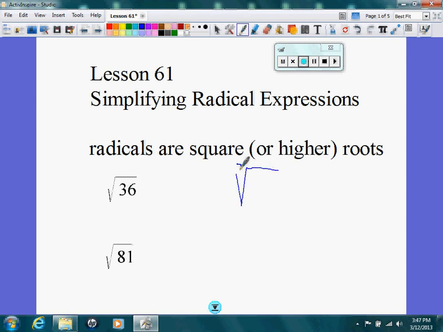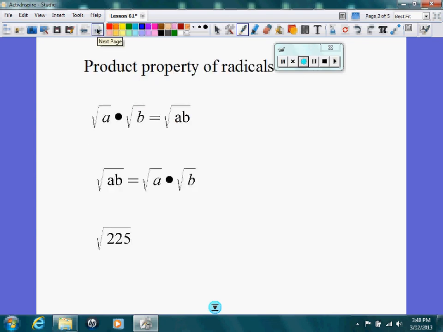cube root of 8 would be the number that, when multiplied times itself 3 times, would give us 8. Well, the cube root of 8 would be 2. The fourth root of 16 would also be 2, because 2 times 2 times 2 times 2 is in fact 16. So radical expressions are expressions that have radical signs or square roots or other roots in them.